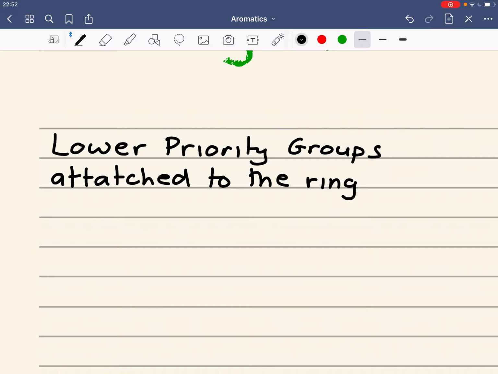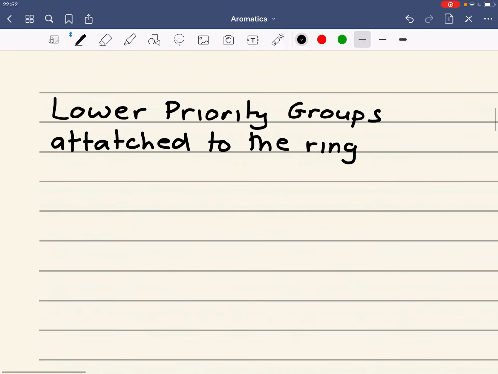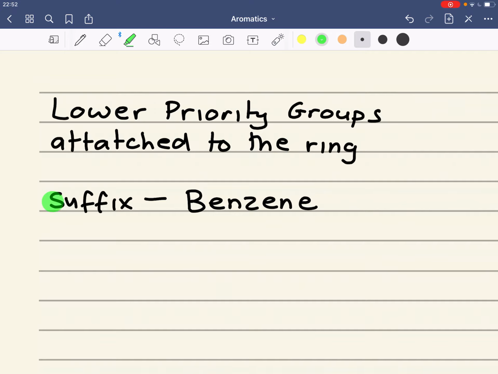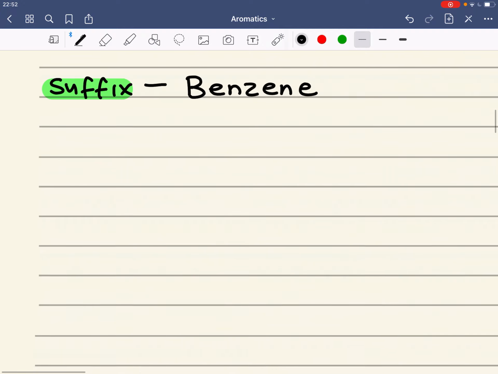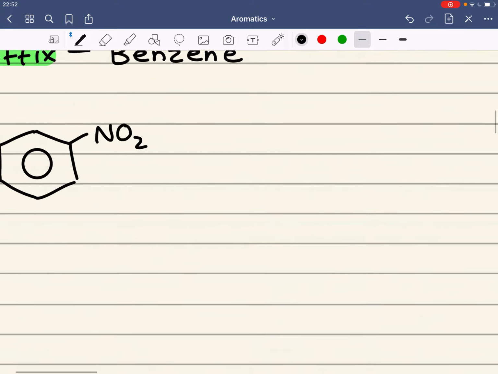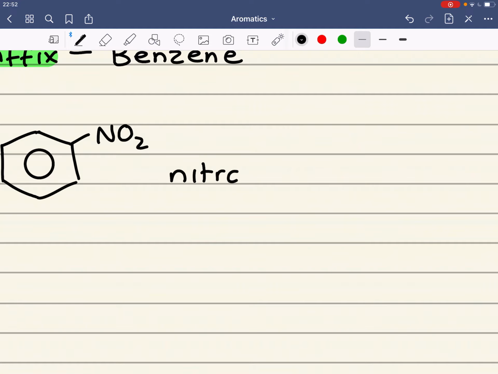If that's the case, then the benzene ring gets priority, and the suffix, that is the bit that comes at the end of the name, remember, is simply benzene. So benzene will be my suffix. And examples of this would be compounds like this molecule here. Nitro groups have got a lower priority than benzene, and this here will be called nitro. That's my prefix. Then my suffix there would be the benzene.